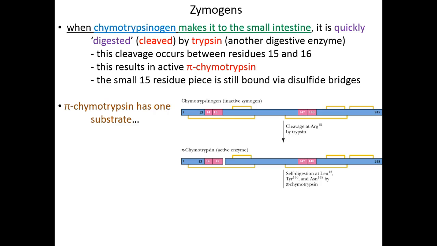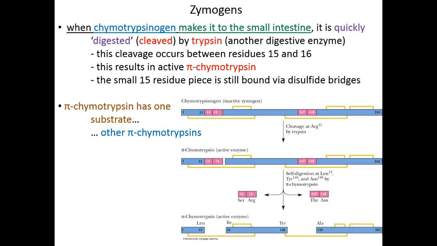But pi chymotrypsin can't digest any protein. It can only cut one protein. And interestingly, the only protein that pi chymotrypsin can cut is other pi chymotrypsins. So these proteins work on one another, and when they do so, they release 2 dipeptides. They release amino acid 14 and 15 as a dipeptide pair, and they release amino acid 147 and 148 as a dipeptide pair as well.